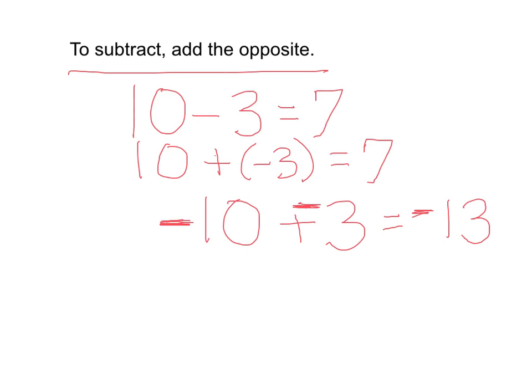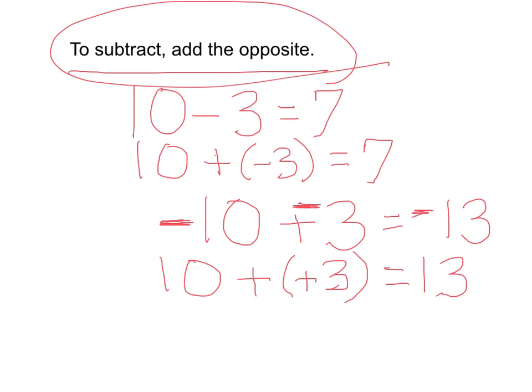Let's try this one. How about 10 subtract negative 3? That can be confusing too. Some students would think that's 7 or negative 7. So let's use this rule. To subtract, let's add the opposite. The opposite of negative 3 is positive 3. So this would be 10 plus 3. This would equal 13. So use that rule when we're adding and subtracting with negatives.